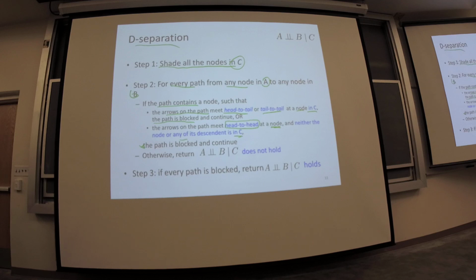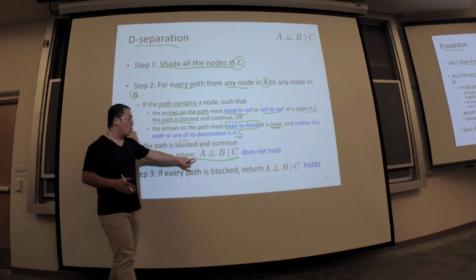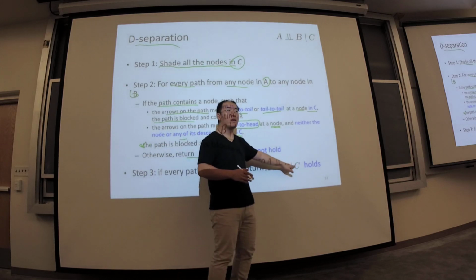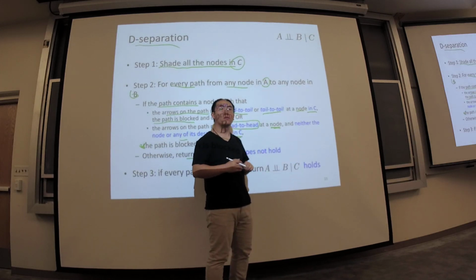If some path breaks this, we just return that A and B conditional on C does not hold. If every path is blocked, then finally we can claim that A and B given C are conditionally independent.